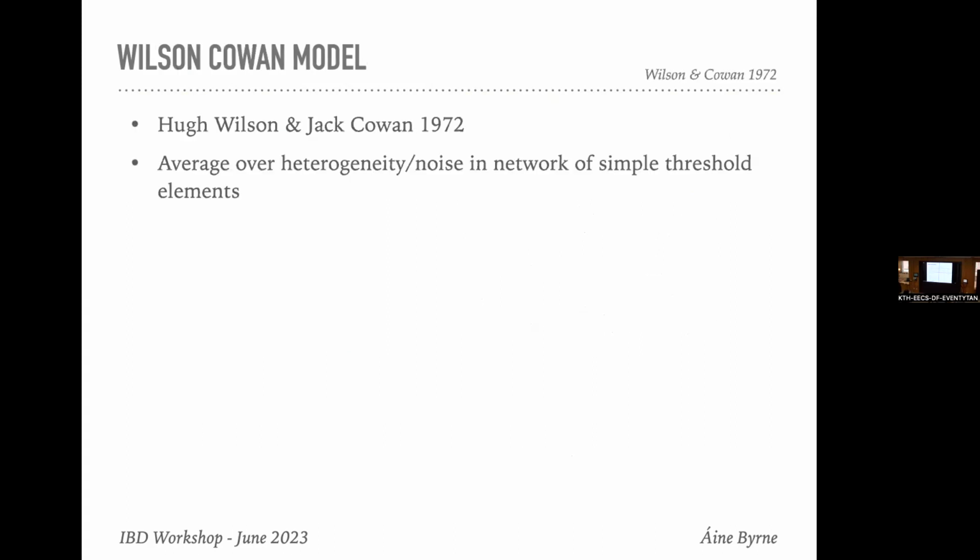This was first done, famously, by Hugh Wilson and Jack Cowan. They had the Wilson-Cowan model, which you may have heard of, in the 1970s. The idea there was that they are averaging over heterogeneity or noise in the network. You have lots of these neurons, and you can think of them as threshold units. They're either active or they're not active. If you average over a population of these threshold units, you get a firing rate curve that tells you that if there are not many neurons active, your firing rate is low.